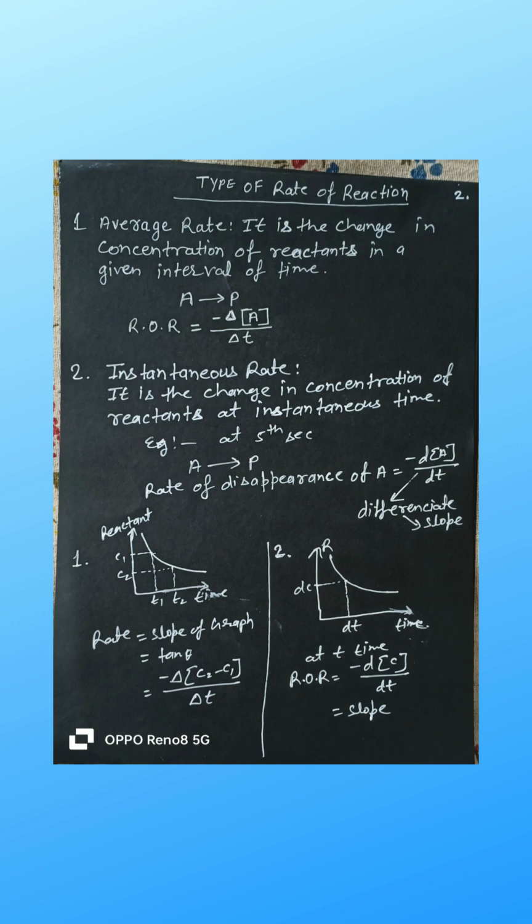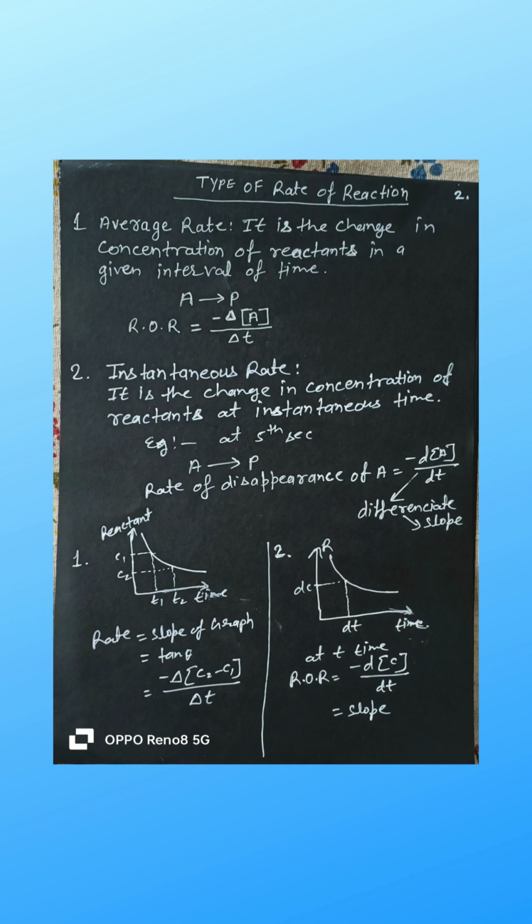Rate of reaction tells us how fast a reactant is decreasing or how fast a product is increasing. Suppose a simple reaction is taking place, reactant A is converting into product P. As time increases, the concentration of A keeps decreasing and the concentration of P keeps increasing. The speed of this change is called the rate of reaction. This rate is understood in two ways. 1. Average rate of reaction. 2. Instantaneous rate of reaction.